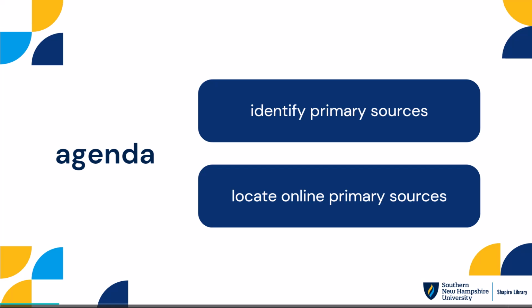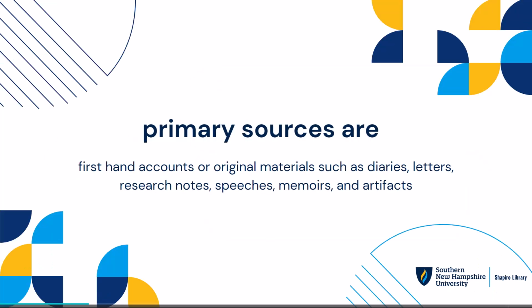So, what are primary sources? Primary sources are first-hand accounts or original materials created either at the time of an event or by someone who experienced the event. Some examples of primary sources are diaries, letters, audio recordings, speeches, memoirs, research notes, or artifacts.